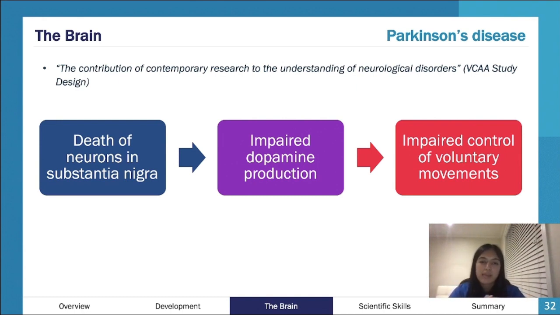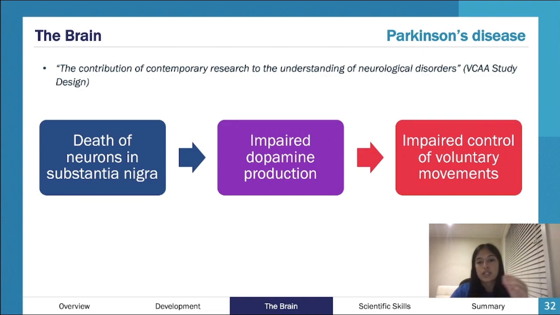So with Parkinson's, the basic idea is that you have neurodegeneration. You have neurons in an area called the substantia nigra, and they basically just die. These neurons are responsible for producing a certain neurotransmitter called dopamine. So logically, these neurons are dying, they are meant to be producing dopamine, and you're going to get low dopamine.